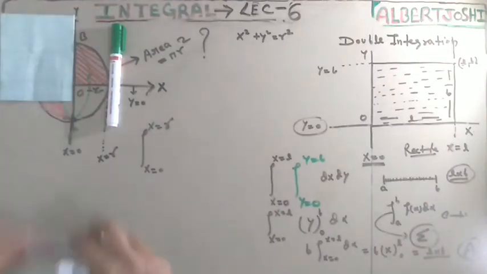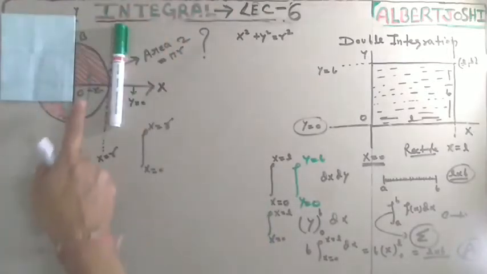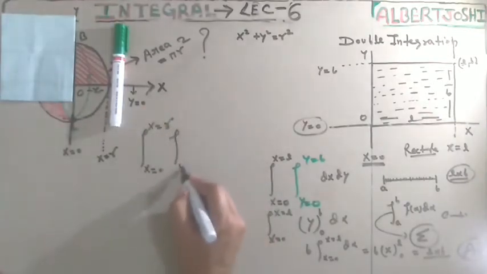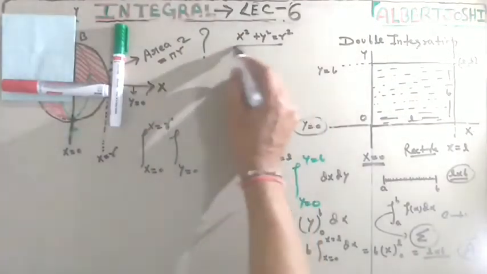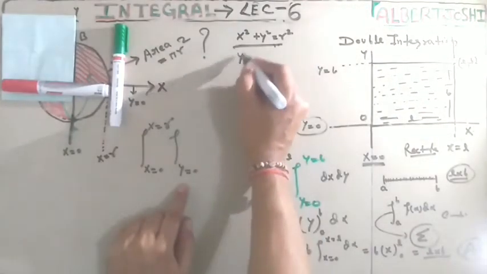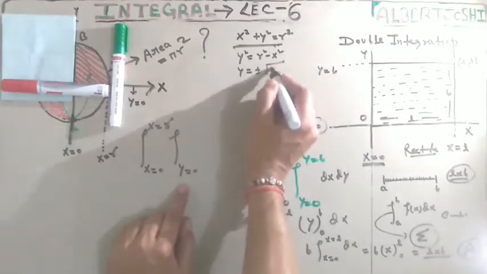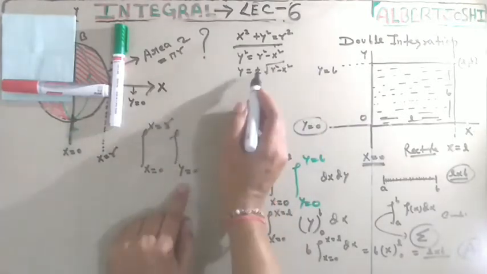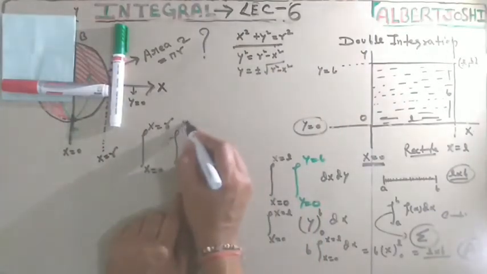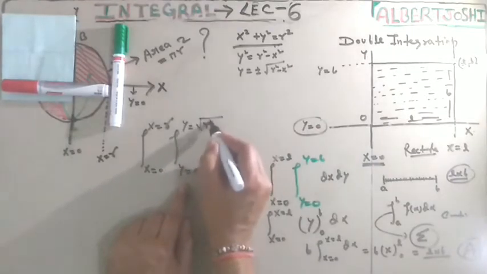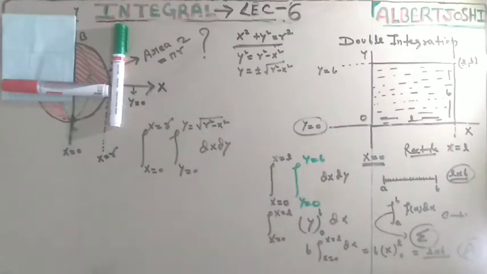So what we will use is this one, from here to this corner. What is this? This is y is equal to 0. Then y goes from 0 to this one. What is this? This is the circle. So we use y square is equal to r square minus x square, and y is equal to plus or minus under root r square minus x square. Here that is the positive portion, so we will just remove the negative portion. Then y is equal to square root of r square minus x square. Then dx dy. Are you getting my point?